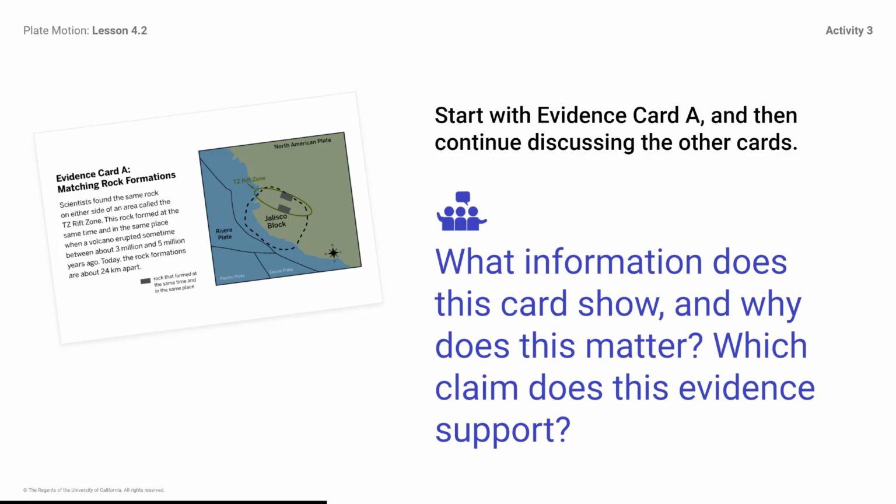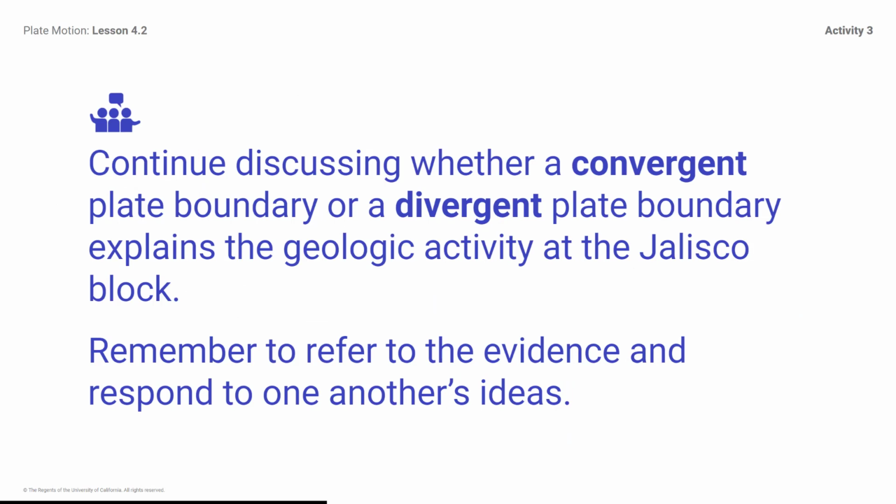Students, read card A. Look at your argument organizers to see which claim evidence card A supports. Can you continue discussing whether a convergent plate boundary or a divergent plate boundary explains the geologic activity at the Jalisco block? Remember to refer to the evidence and respond to one another's ideas.